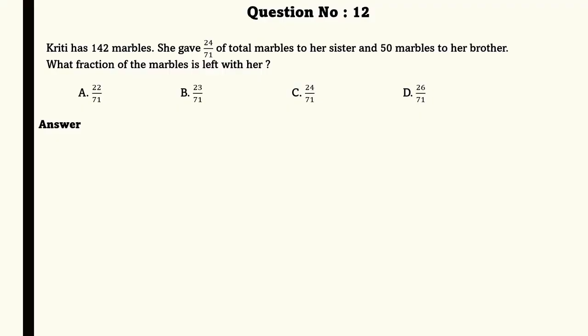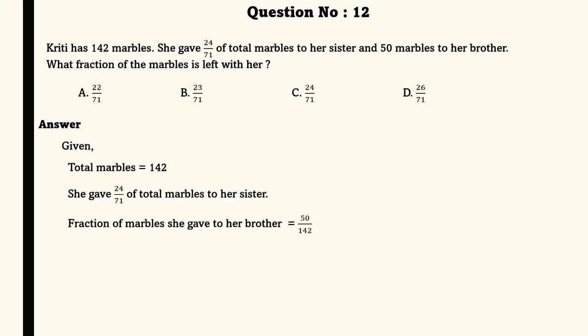Question number 12. Kirti has 142 marbles. She gave 24 by 71 of the total marbles to her sister and 50 marbles to her brother. What fraction of marbles is left with her? Given total marbles is 142. She gave 24 by 71 of the total marbles to her sister. Fraction she gave to her brother is equal to 50 by 142.